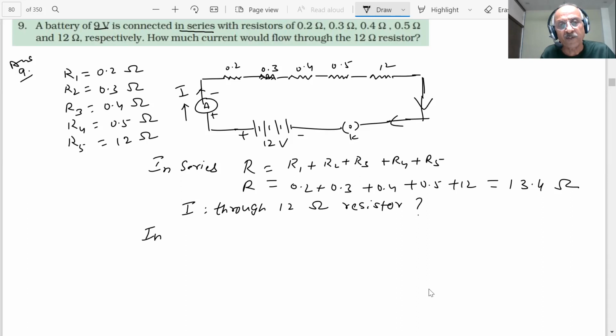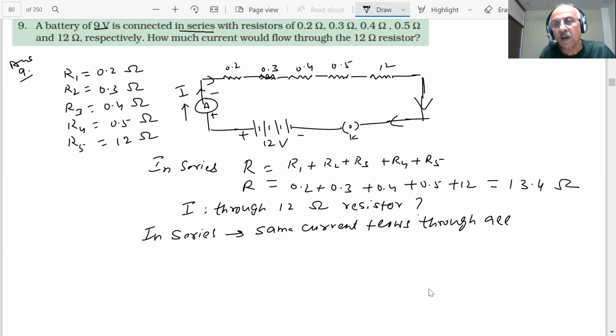You know, in series, student, does the current get divided or remain the same? What happens in series, student? Will the current get divided or remain the same? We told you, it remains the same. In series, the same current flows through all the resistors, student. It is not divided. Important, same current.